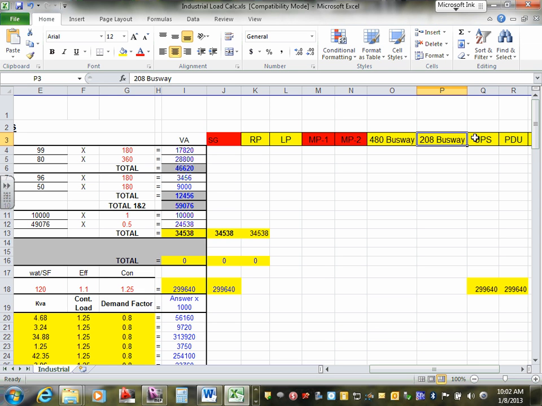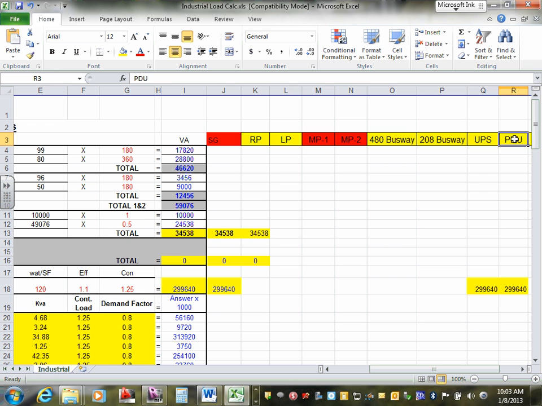Good point. UPS. We have a UPS system in this building, guys. You're supposed to design a UPS for this building. So the UPS is going to be the computer load. Only the computer load is going to be fed from the UPS. I'll show you in a second.